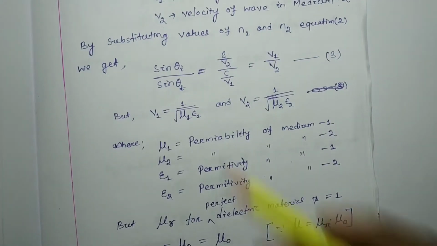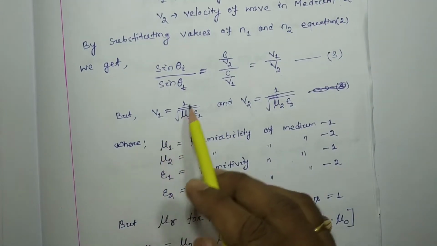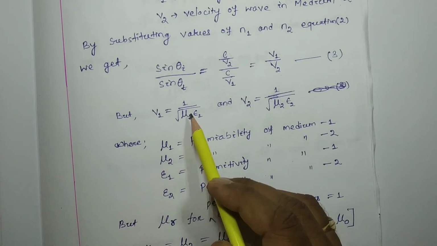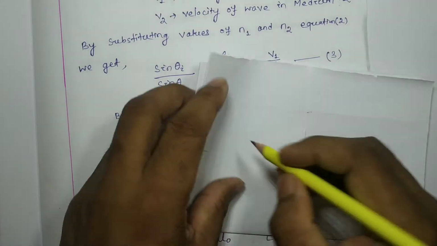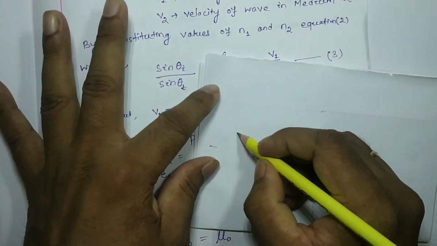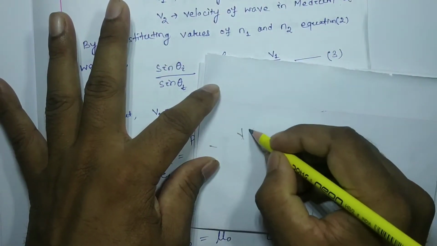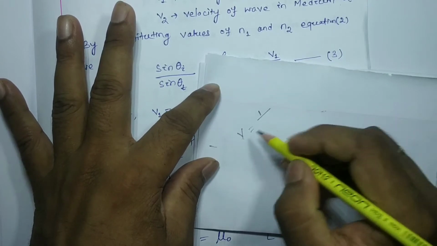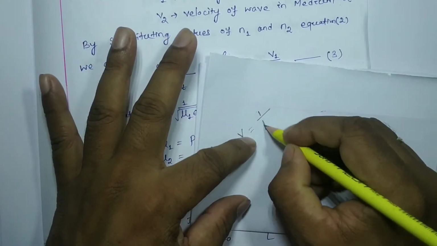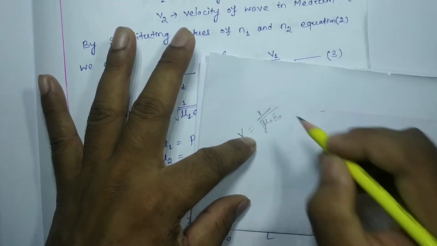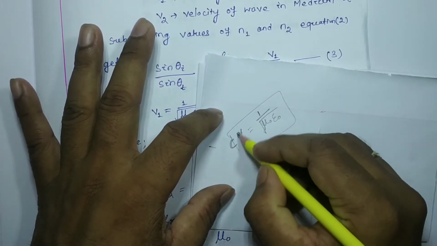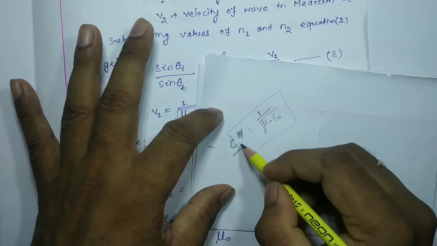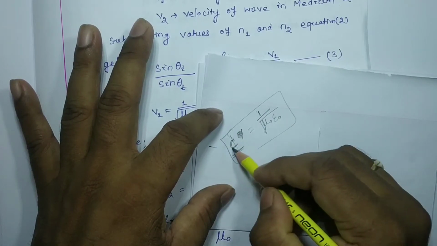And also we know that V1 equals 1 by root over mu1 epsilon1, because when the wave is traveling, V is nothing but the electromagnetic wave speed. If I consider free space, then it will be 1 by root over mu0 epsilon0. The so-called C, the speed of electromagnetic wave in free space, that means the speed of light, is C equal to 1 by root over mu0 epsilon0.